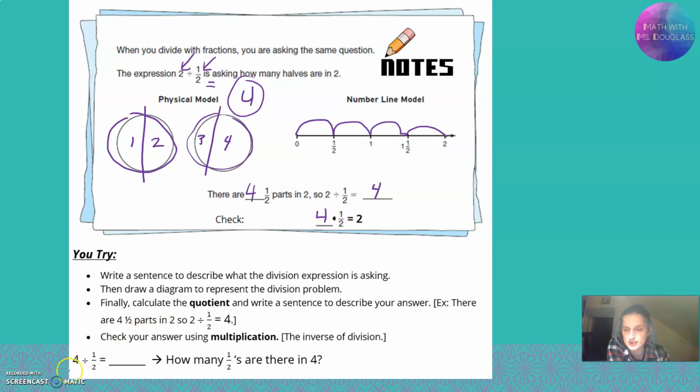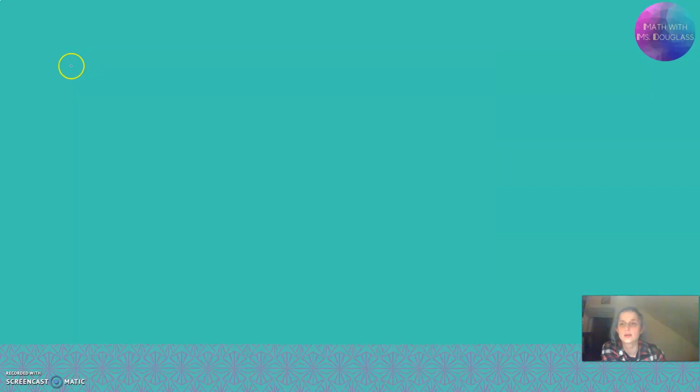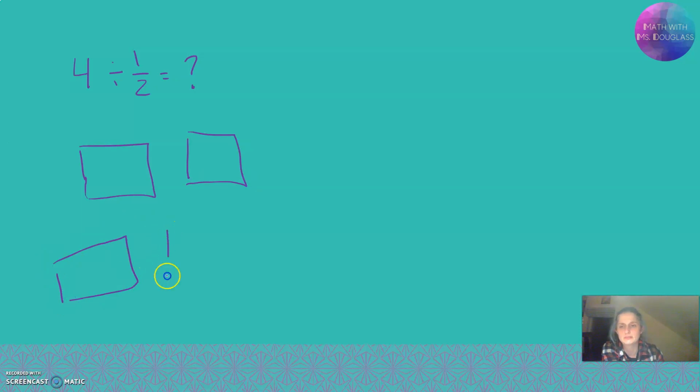All right, let's try this next one together. If I have 4, how many half-size pieces are there? Start out by drawing 4. They can be circles, they can be rectangles or squares. 1, 2, 3, and 4. You want to cut them into pieces this size, a half.